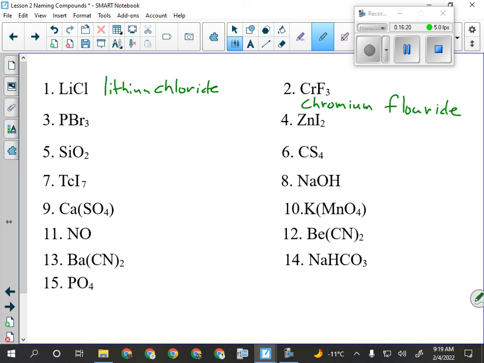So in this case, which one is it? It's the 3, and we do that by doing this. Fluorine is always a -1, and there are 3 fluorines, so that means I've got to get 3 positive charges from there. Chromium 3 fluoride.